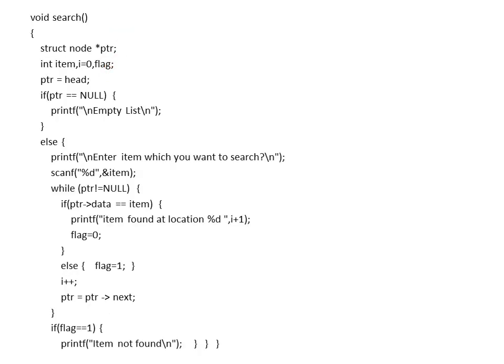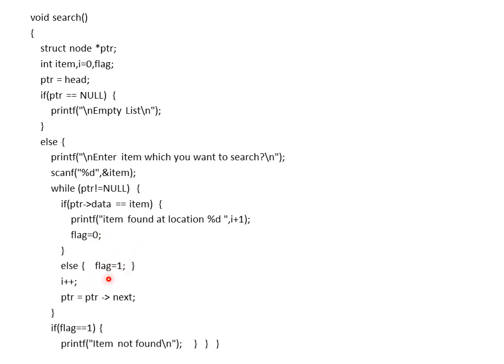Now I am searching for an element. Struct node star pointer, I am declaring the variables, three of them: item, I and flag. Pointer equals head. If pointer equals null, it prints empty. If the condition is false, then it will come here. Then I am checking pointer data equals item. Item found at the specified location, that is I equals I plus 1. I am returning flag value as 0.